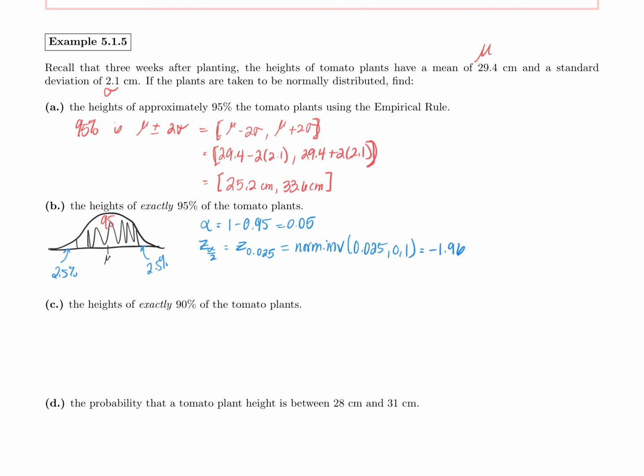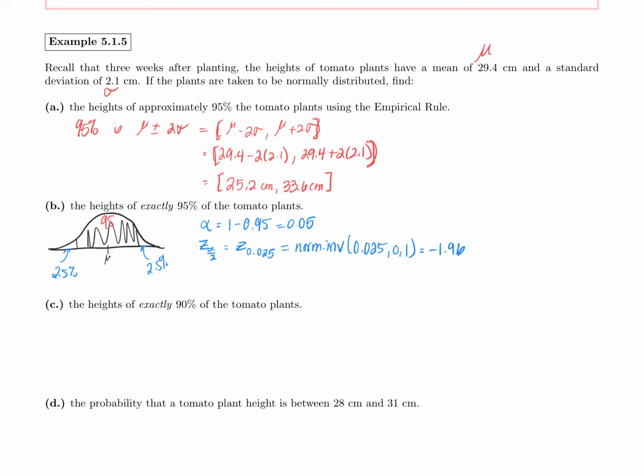Or we can do a norm inverse here. There's another way you can do this: you could also do where 97.5%, right? You could do up to the top 2.5% there. So you could do it a couple of different ways.